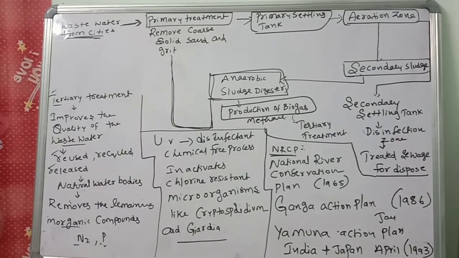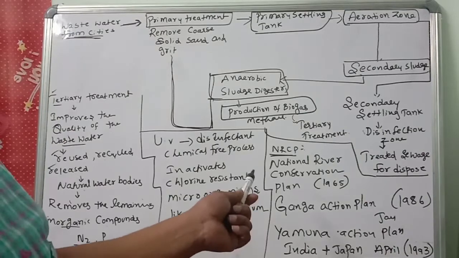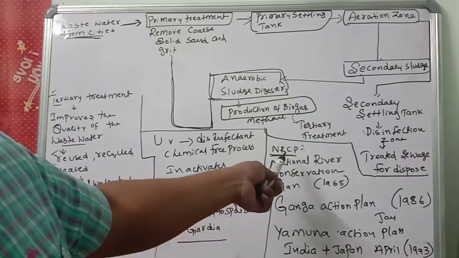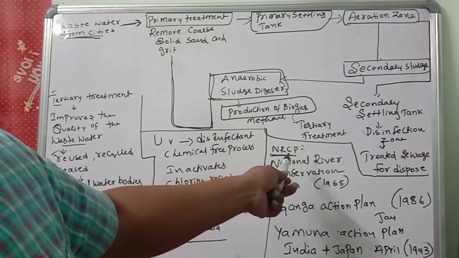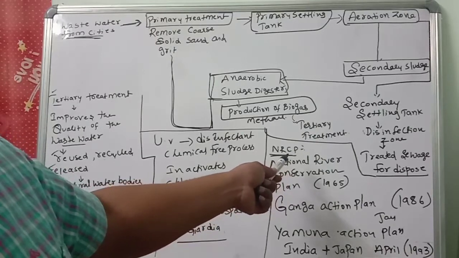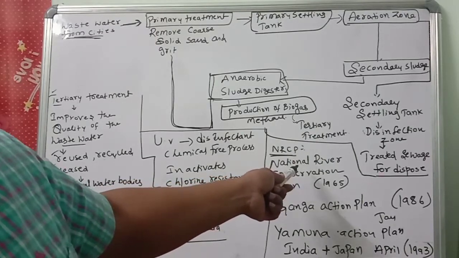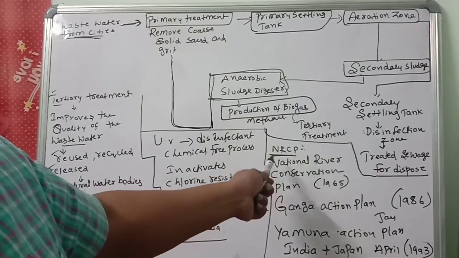Sewage treatment plants have to be constructed, and we have to set up low-cost sanitation toilets to prevent open defecation on river banks. Generally people use the river banks for defecation, but that should be avoided, and construction of toilets is very important. These are all the parts.